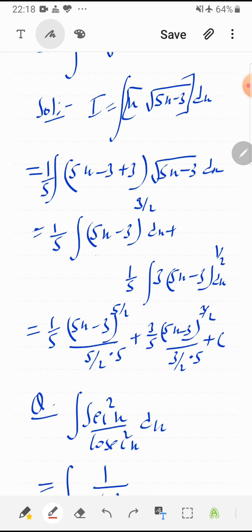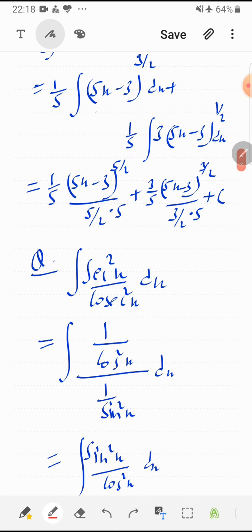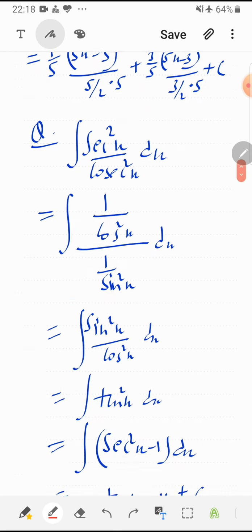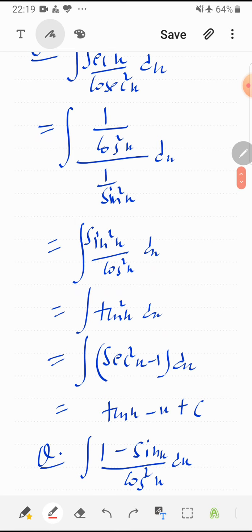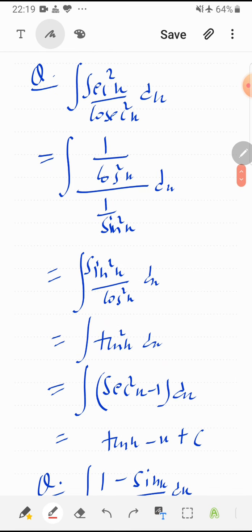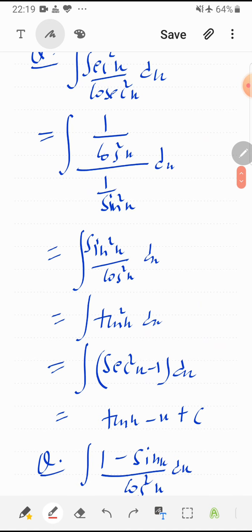Next question is secant square x upon cosecant square x. If I convert this into sine and cos, it is sine square x by cos square x, which is tan square x, and using a 10th class identity we can write tan square x as secant square x minus 1. The integral of secant square x is tan x, because the derivative of tan x is secant square x, and the integral of 1 is x, plus c.